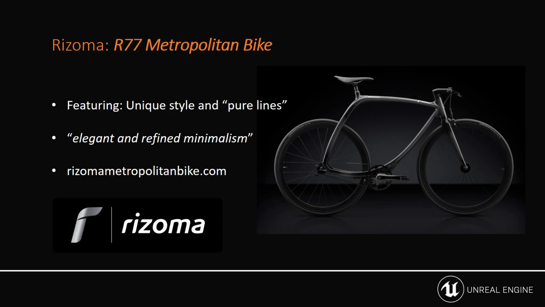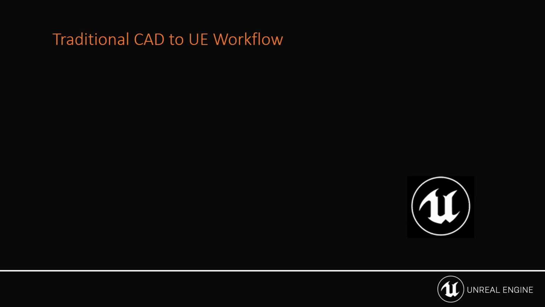So I want to give a little shout out over here to the fine folks over at Rizoma. We're specifically using data that they've provided to us, their awesome design. I mean, this design is very sleek. Very impressive bicycle. And this is the R77 Metropolitan bike. So as they like to say, this is featuring unique style and pure lines, and it is elegant and refined minimalism. So you can go on over to their website there, rizomametropolitanbike.com, and take a look at the awesome product offering that they have there.